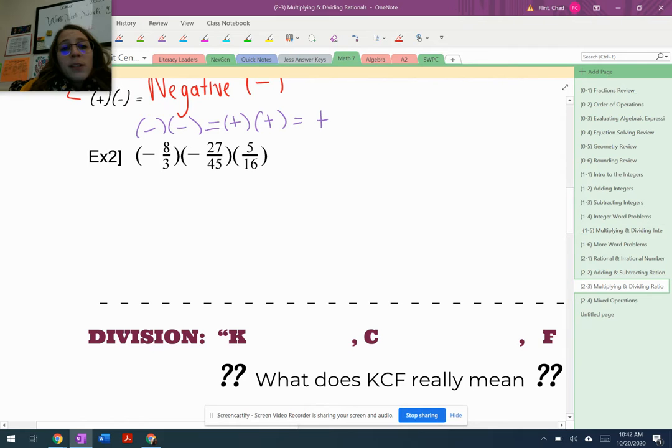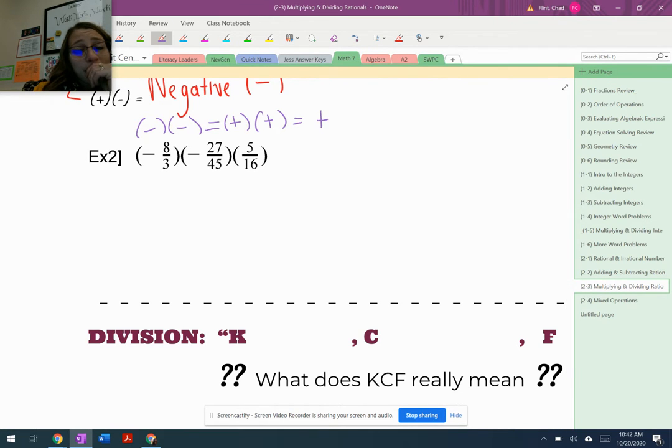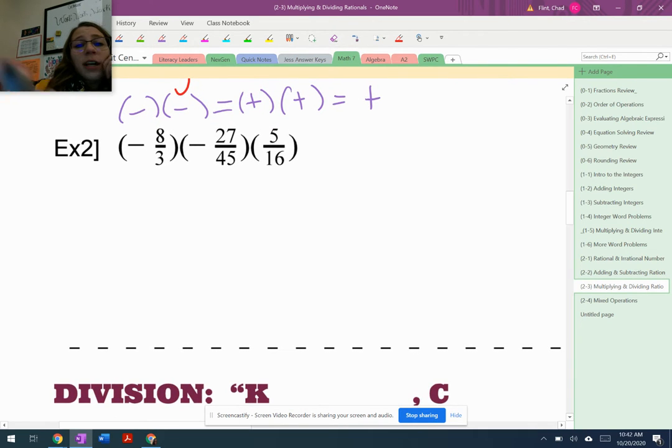All right, so let's start with those first two fractions, -8/3 and -27/45. Do I have any cross-canceling I can do there? Yeah, definitely. The 3 and the 27 are definitely pieces that can be simplified. 3 goes into 3, and 3 also goes into 27. So 8 and 45, though, that doesn't work because 8 times 5 is 40, and 8 times 6 is 48. So 45 isn't a nice number there.